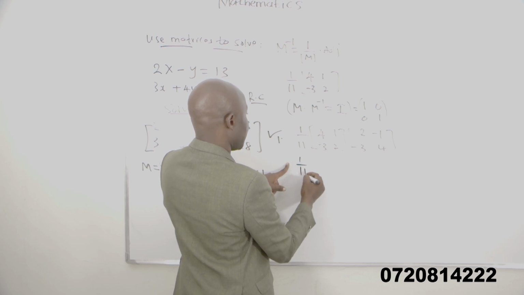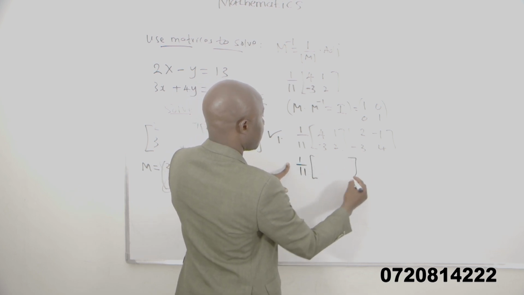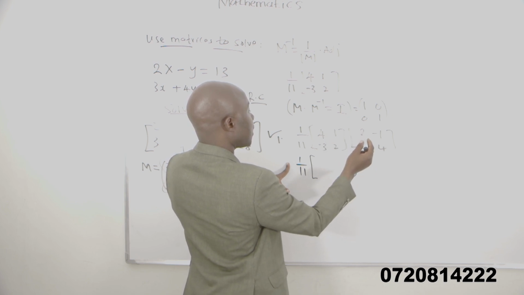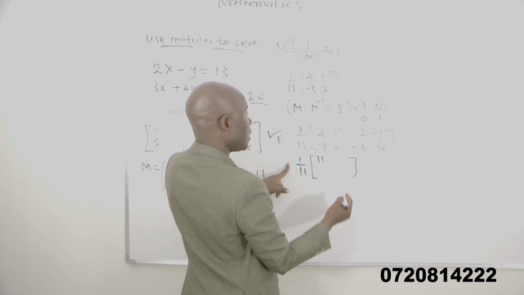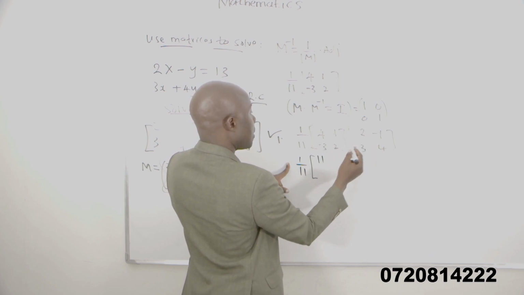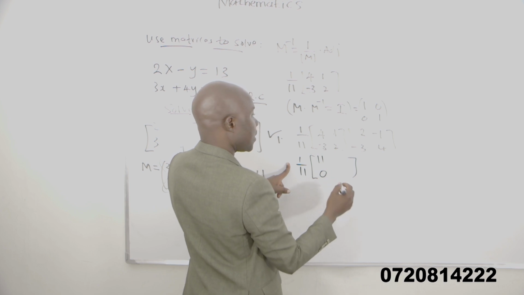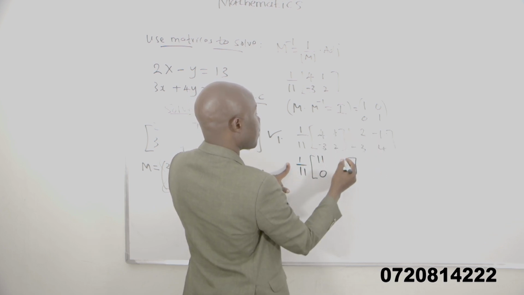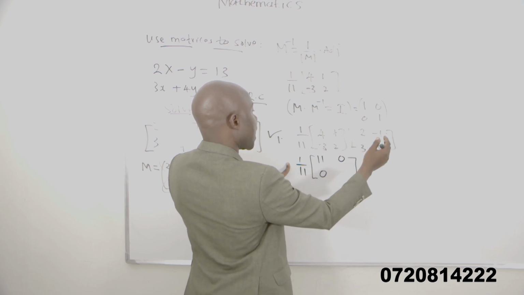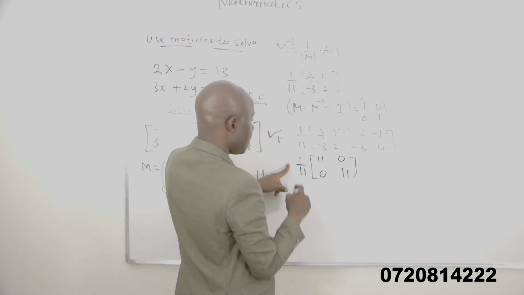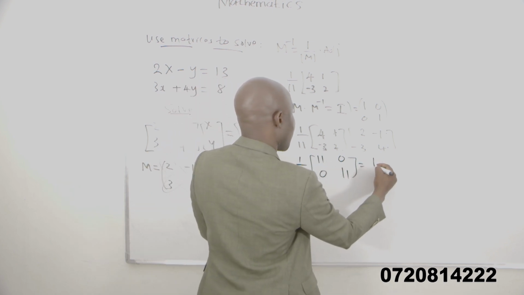So we have 1 over 11 into: 4 times 2 plus 1 times 3. So this is 8 plus 3, which is 11. Then -3 times 2 plus 2 times 3. So -6 plus 6 is 0. Then 4 times -1 plus 1 times 4. So -4 plus 4 is 0. -3 times -1 is 3, plus 8 is 11. So 1 over 11 times 11 is 1.